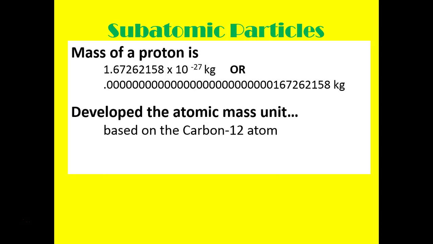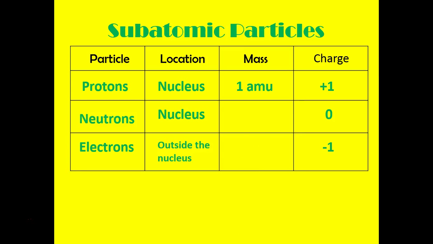So we developed a new unit, which was based on carbon-12. It's not super important that you understand what that means at this point, but what we decided was we're going to call the mass of one proton 1 AMU, or 1 atomic mass unit. Neutrons have about the same mass. So a proton is about 1 AMU, a neutron is about 1 AMU, and then electrons are much, much smaller. They're like 1/1800th of an AMU. And so for all practical purposes, we say that electrons essentially don't have a mass.